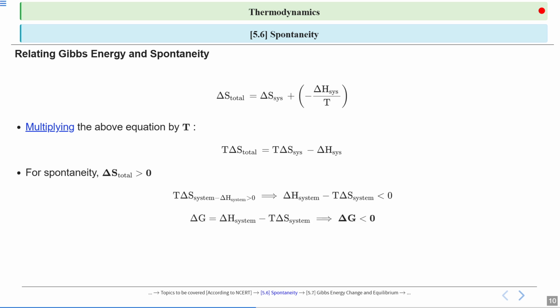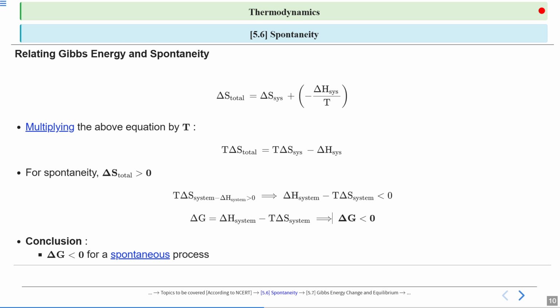Can we relate it with a simple term? Yes, we can do it. We know that the change in enthalpy minus temperature multiplied by change in entropy can be written as the change in Gibbs free energy. Therefore, we can say finally that if you want your process to be spontaneous, your Gibbs free energy change should be negative. Hence, we finally moved to our very important conclusion that for spontaneity, delta G should be less than 0. I guess this part is clear to you, and this derivation part also.